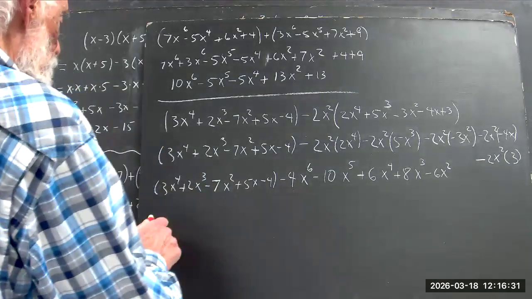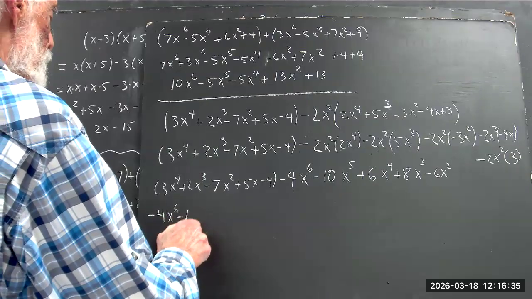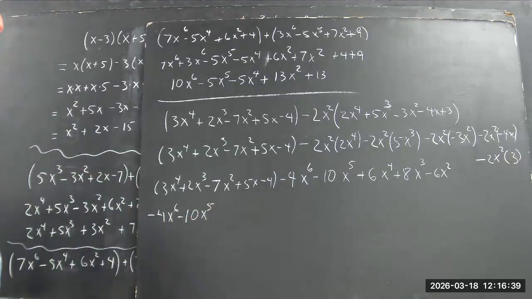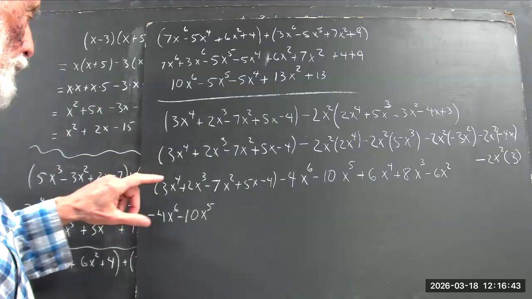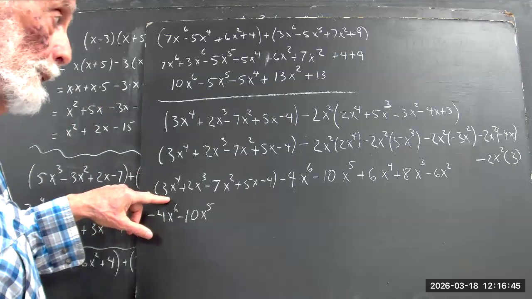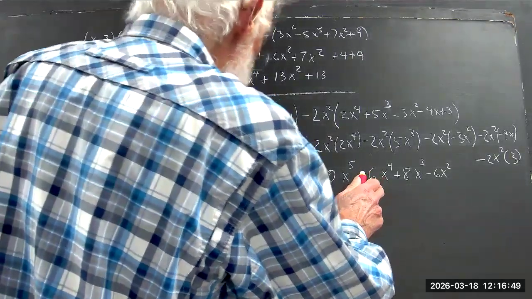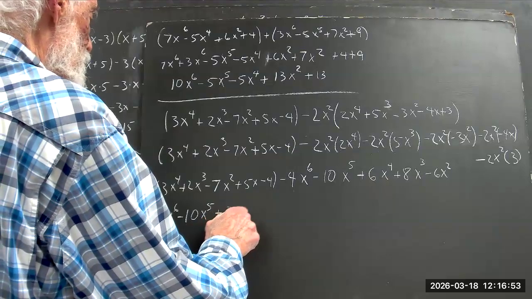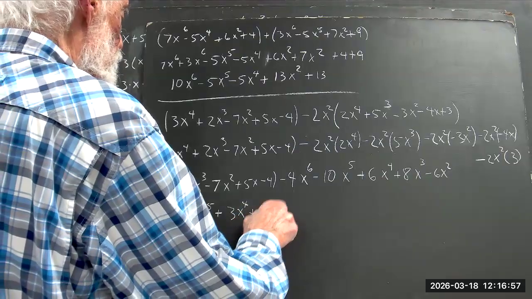So I'm going to have my minus 4x to the 6th minus 10x to the fifth. Okay, then we have x to the fourth terms. We have an x to the fourth term in the first polynomial, 3x to the fourth, and a 6x to the fourth in the second. That gives us plus, and I'm going to write that out, 3x to the fourth plus 6x to the fourth.